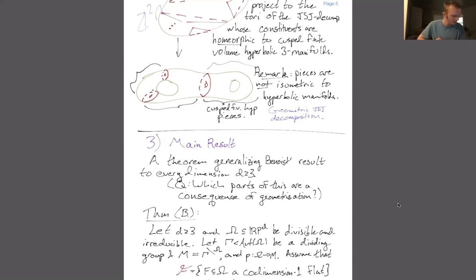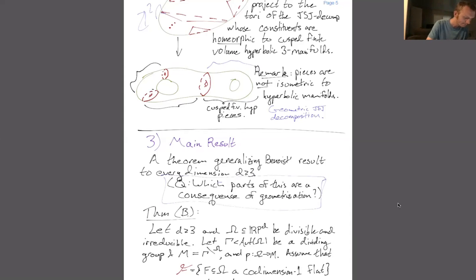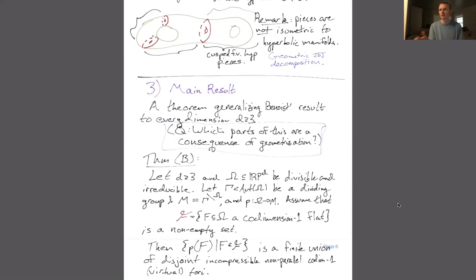So the philosophical question here is, which parts of this argument of Benoist's result come from geometrization, or from the fact that you're in dimension 3, which is restrictive on the fundamental group and other considerations for the manifold. And we'll discuss in a moment a little bit more about how Benoist's argument goes.